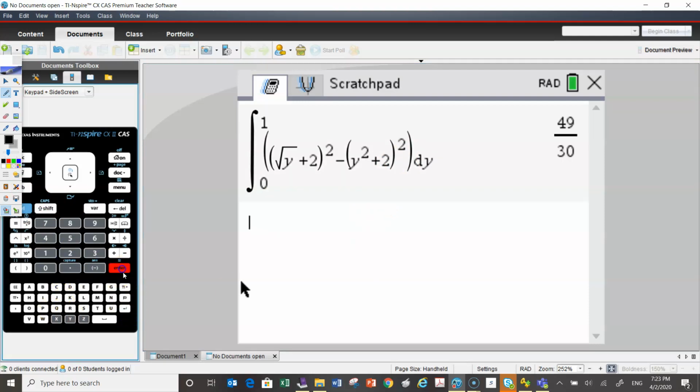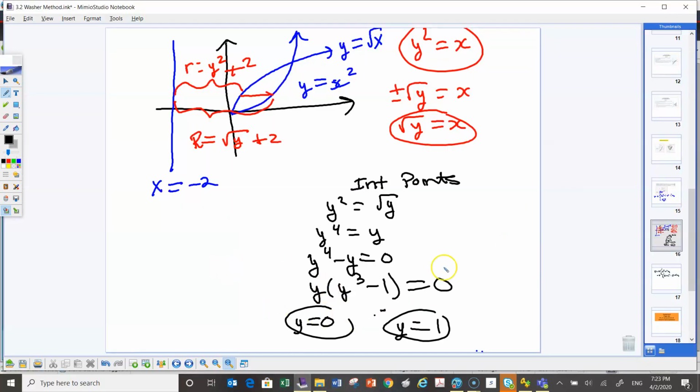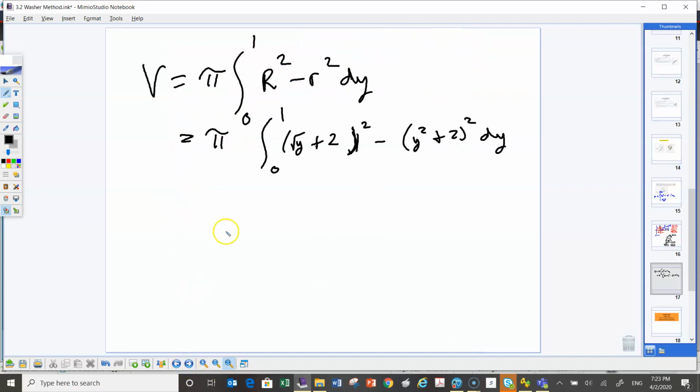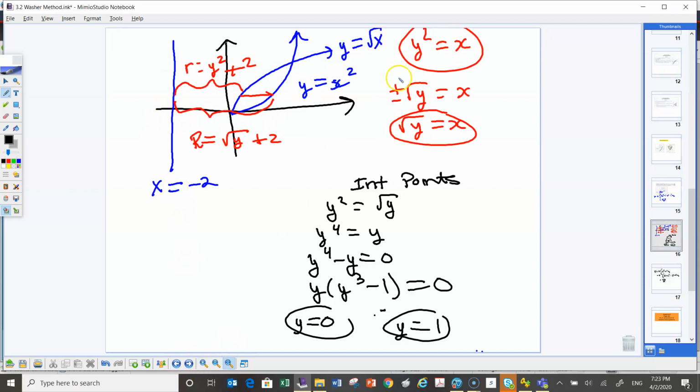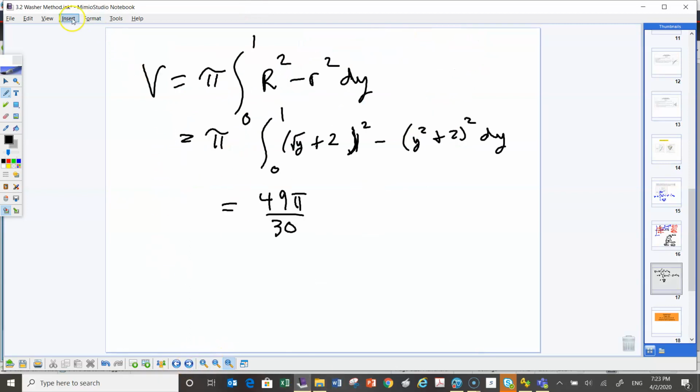If I get an answer here, it works out to be 49 over 30. And then I would multiply that by my pi out front. So my final answer would be 49 pi over 30. Now the only way they could change this question is if they put the axis of rotation, say, on the right side of these two functions. So let's maybe just set that up.